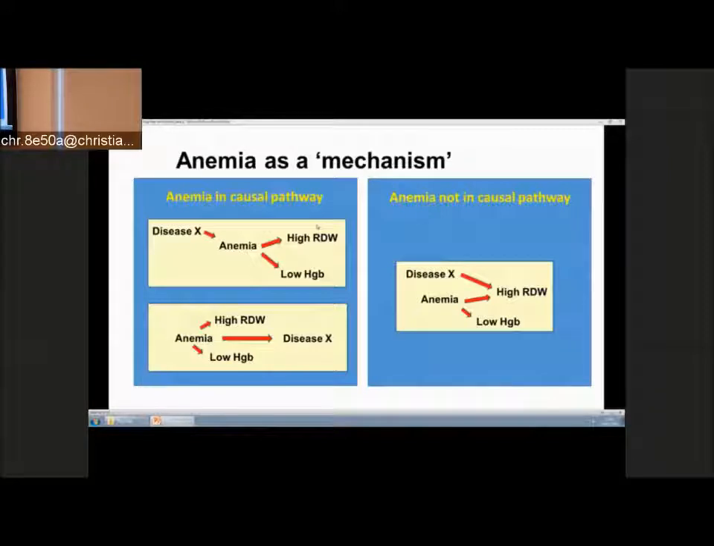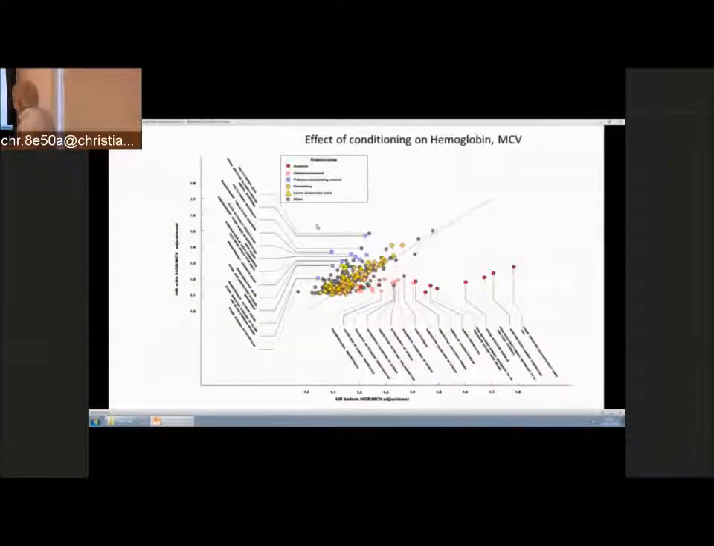We can, because anemia was originally said to be what RDW was all about. Some people thought, well, maybe the disease causes anemia, which then causes high RDW, and of course causes low hemoglobin. Or maybe there's some kind of undetected anemia, which is causing high RDW, and the anemia is causing disease. In both cases, anemia is on the causal pathway. Or it could be a situation where your disease is causing high RDW, anemia can do it too, but the two are in no other way related. So what you can do is what I said.